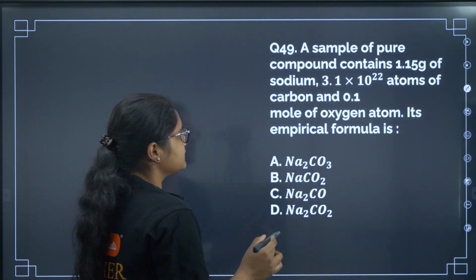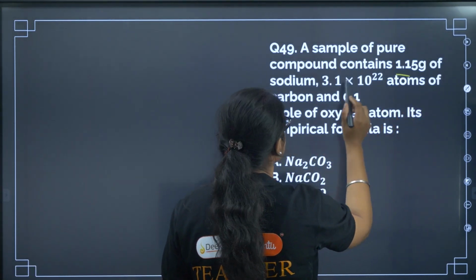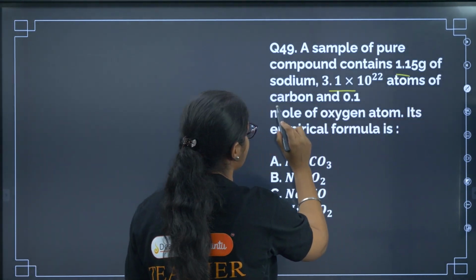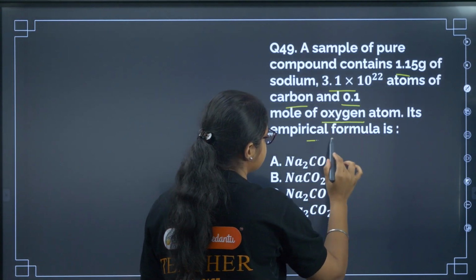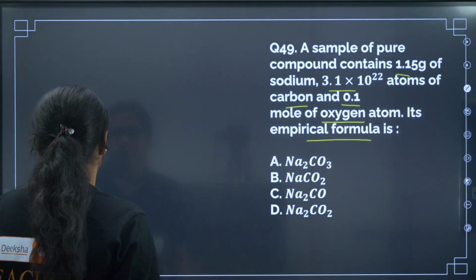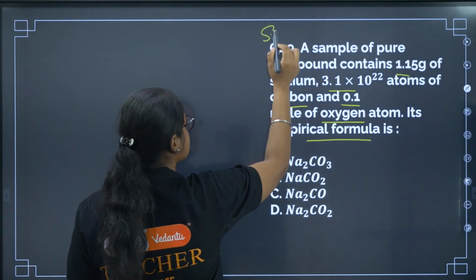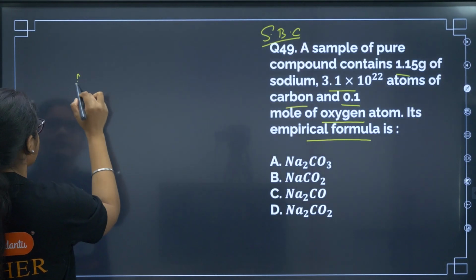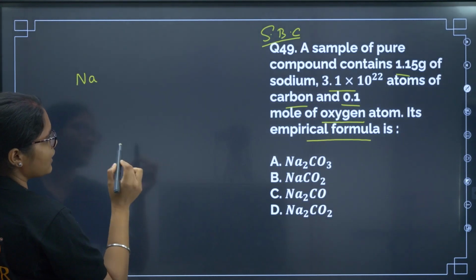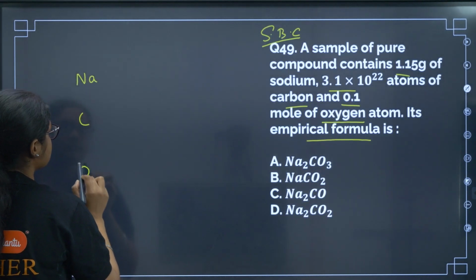Okay, next. A sample of pure water contains this much gram of sodium, this much gram of, this many atoms of carbon and 0.1 mole of oxygen atom. Its empirical formula is. Okay, so this is from your first chapter, some basic concepts of chemistry, easy one. So what are the elements given? Sodium, then we have carbon, and then we have oxygen.